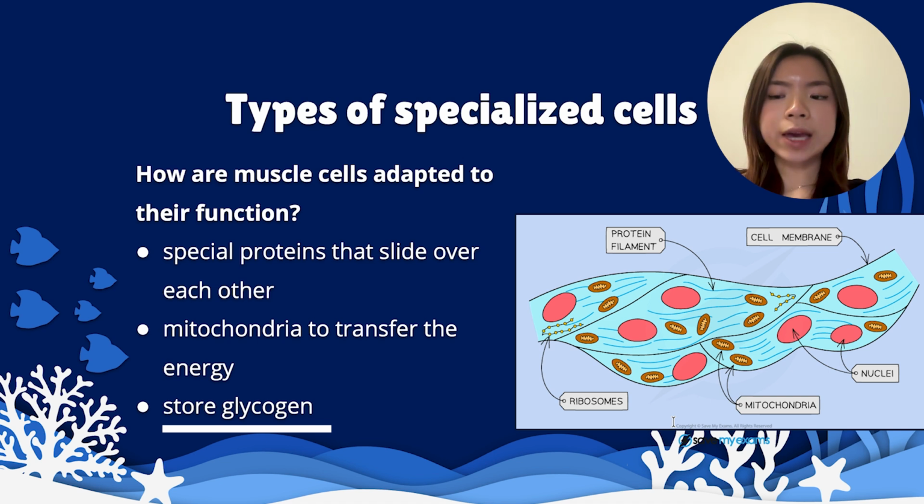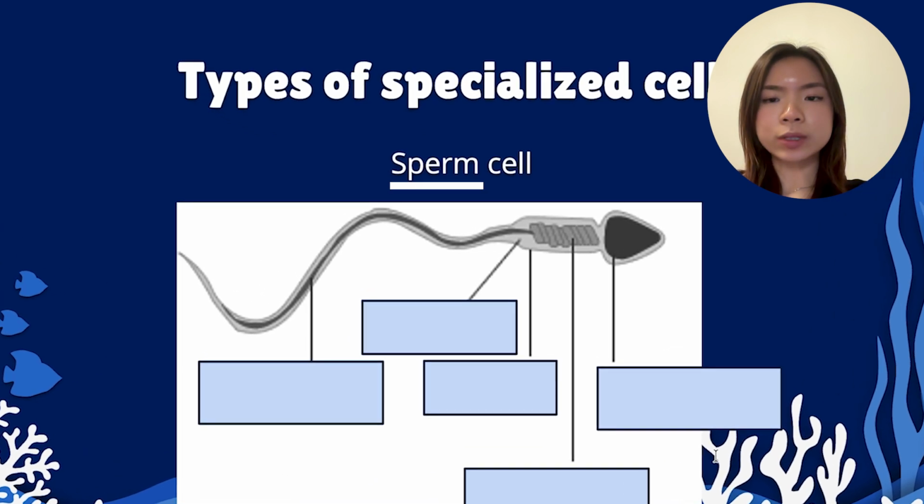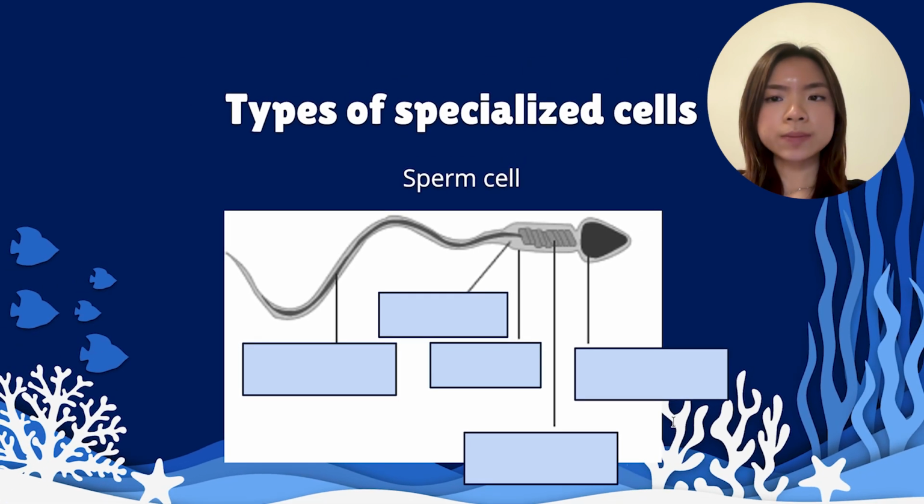So let's recap: what is the equation for respiration? Respiration takes in glucose and oxygen, and it releases energy as well as carbon dioxide and water. The last type of specialized cell we're going to be talking about in terms of animal cells is sperm cells. So again, I've covered up the labels. Try to fill in the blanks.